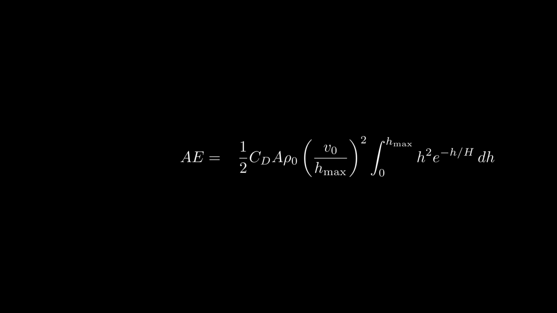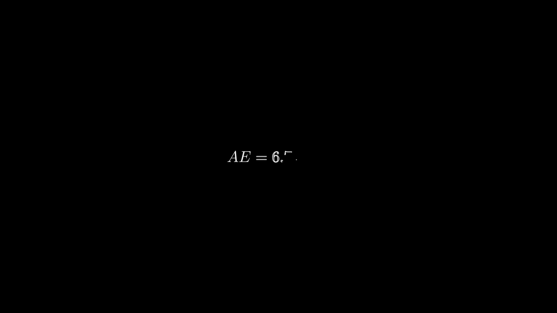After calculations, we get that the aerodynamic energy equals 6.74 gigajoule. To be consistent with our previous calculations, let's divide by mass and let's assume that our spacecraft weighs 1000 kilograms. Finally, we get that we need 6.74 megajoule per kilogram to overcome atmospheric drag.